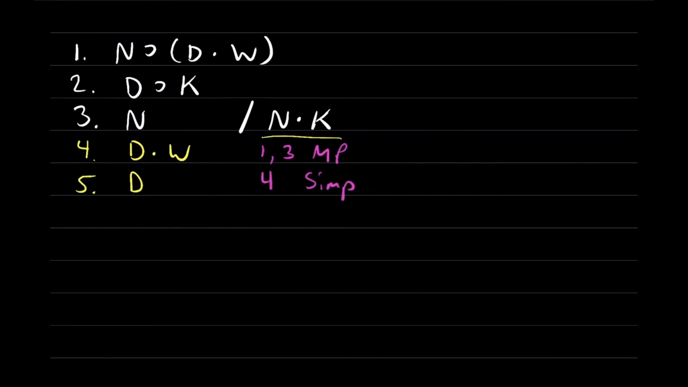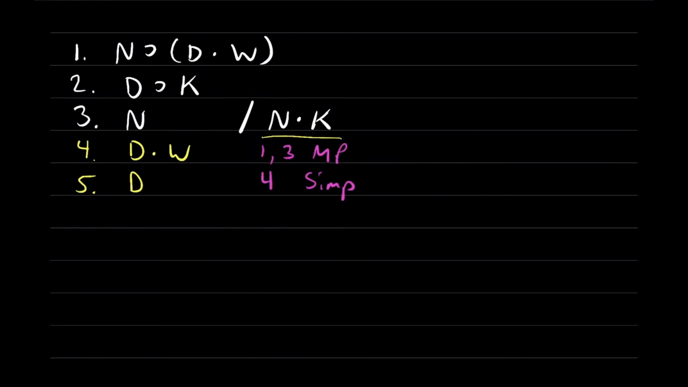Notice that we're only citing one premise, and some of these rules cite one premise, some cite 2 premises. This is an example of a rule where you only need to cite one premise. Line 5 follows directly from line 4. It's not a combination of multiple premises.